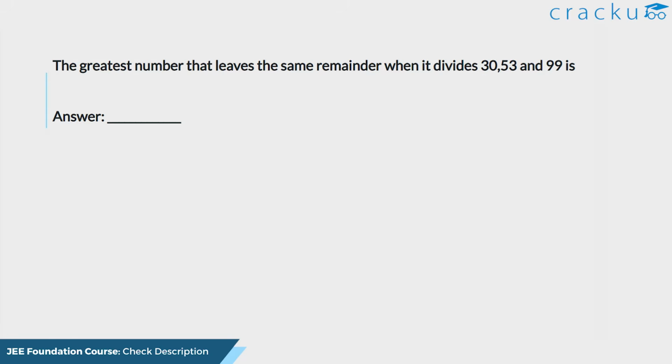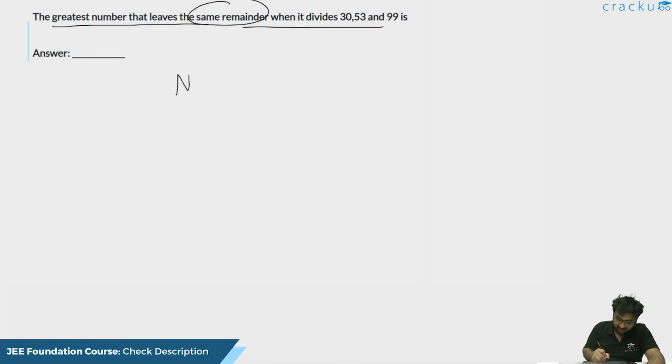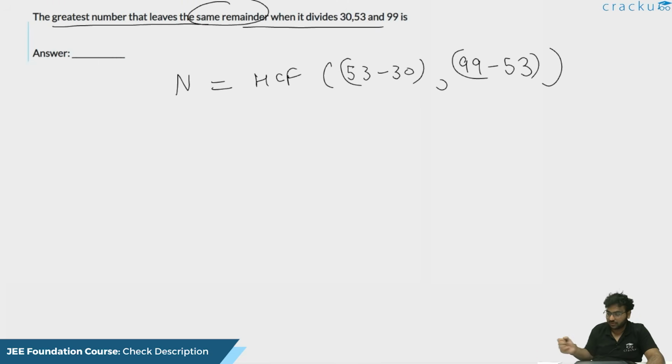Hi everyone. So let us look at this question. The question says that the greatest number that leaves the same remainder when it is divided by 30, 53 and 99 is? So what will be the greatest number? As it is the same remainder, the greatest number would be the highest common factor of 53 minus 30, comma 99 minus 53. Okay, we can take any two numbers out of this.